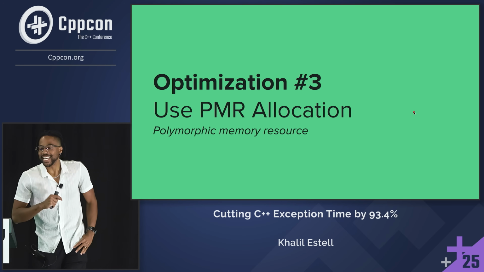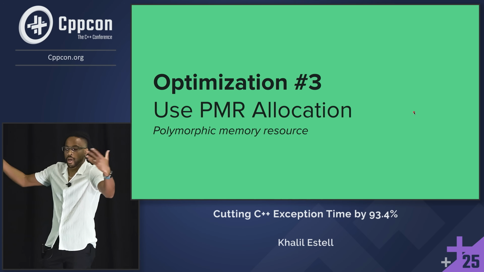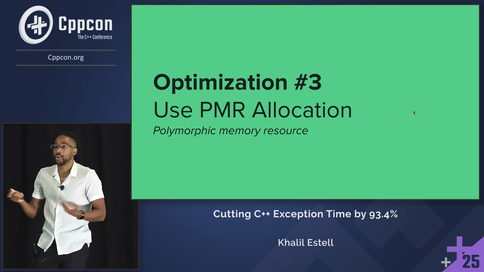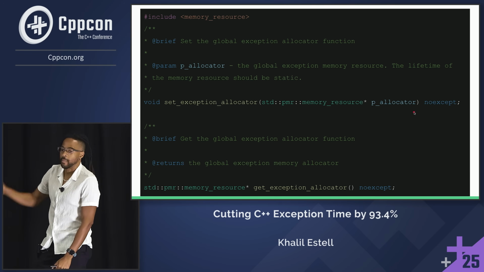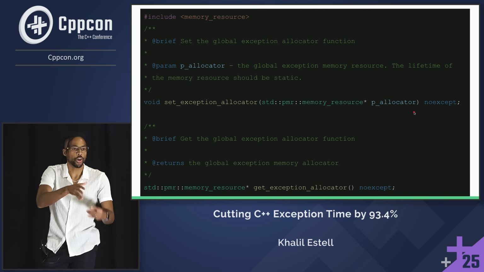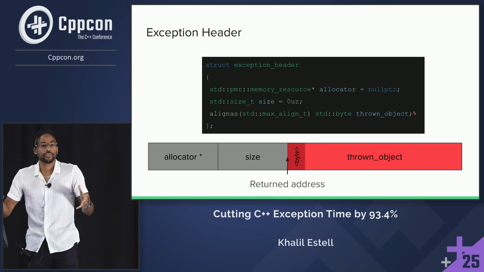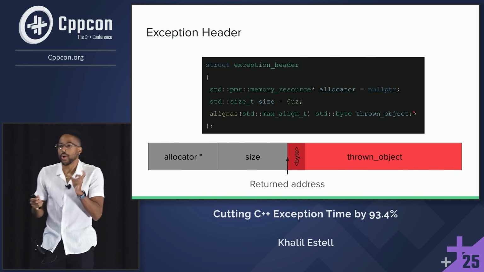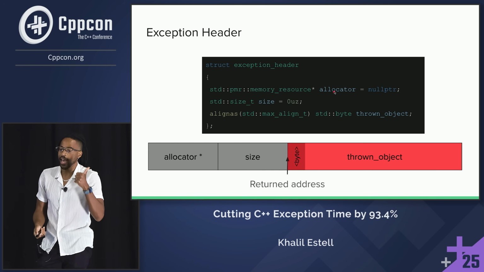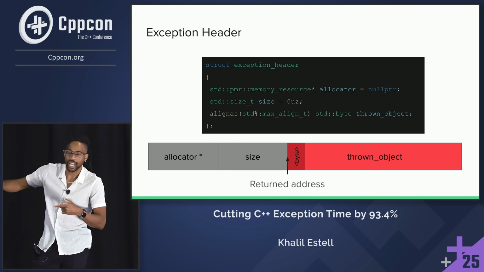My next optimization is PMR allocation. Again, not exactly the biggest optimization, but it really gives you control over how you allocate your exceptions. For my runtime, I have a set exception allocator and a get exception allocator. It takes a polymorphic resource, and then you can control how you want to give out your memory for exceptions. But I do have a header for my exceptions when I allocate them. So I have to hold a bit of information after I allocate, which is the pointer to the memory resource that allocated it and its size, just so that when I clean it up later on, I can use that to deallocate it.